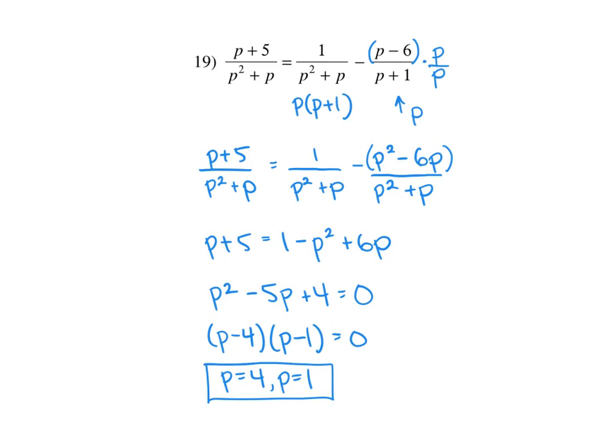Now I forgot to take my own advice and at the start write down the values of p that would make this equation have an undefined value. So again, I can't have 0 in the denominator. And so if I use this factored form here, when p is 0, I get an undefined value, so I cannot have p equal to 0. And when p is negative 1, I would also get 0 in the denominator, so I don't want p to be negative 1 either. But looking at my answers, neither of those is a problem, and so I do have two answers, 4 and 1.